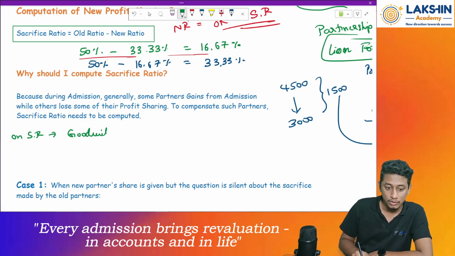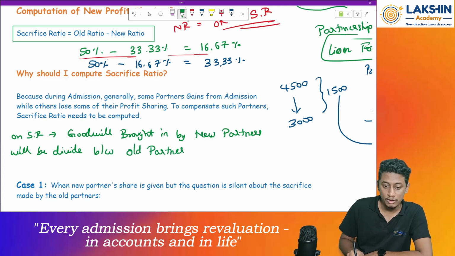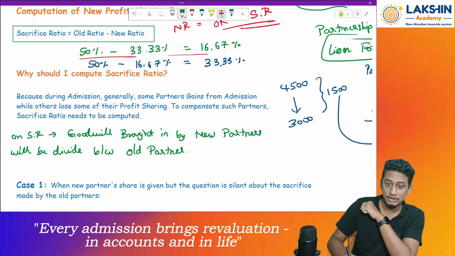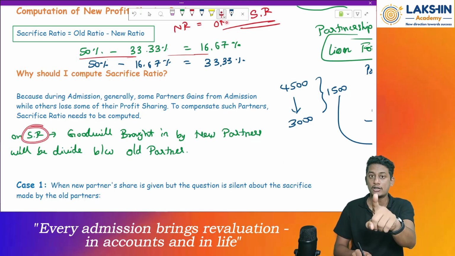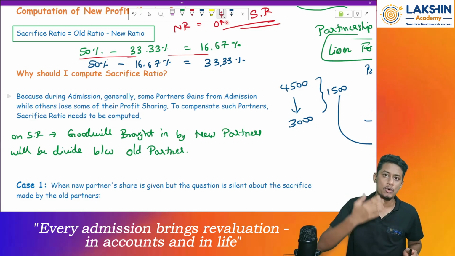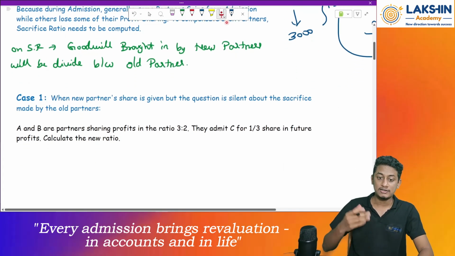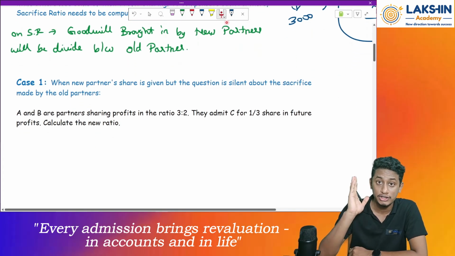goodwill brought in by the new partner will be divided between old partners or existing partners. So depending on the sacrifice ratio, how much sacrifice you are making, you will get the goodwill share. Simple as that. If you are sacrificing more, you will get more goodwill. If you are sacrificing less, you will get less goodwill. Clear? Now let us learn different ways of computing the new ratio or the sacrifice ratio.